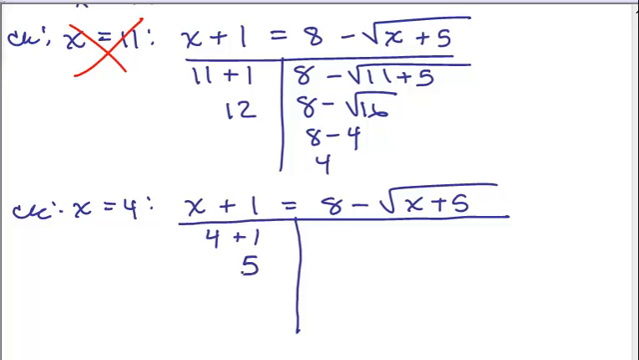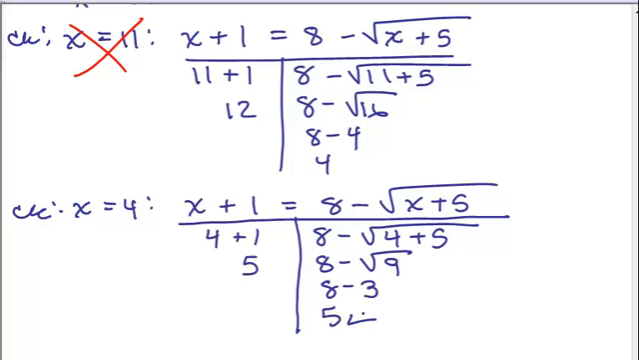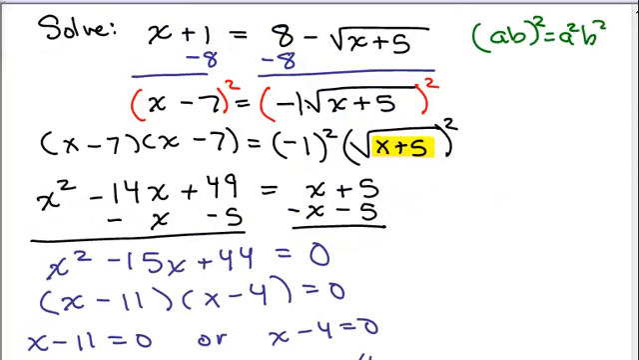4 plus 1 is 5. Bring in 4 for x. Underneath the radical, that's square root of 9. 8 minus 3 is 5. That checks. So this is a solution. So if we go back to our original equation, then we have that the solution is 4.